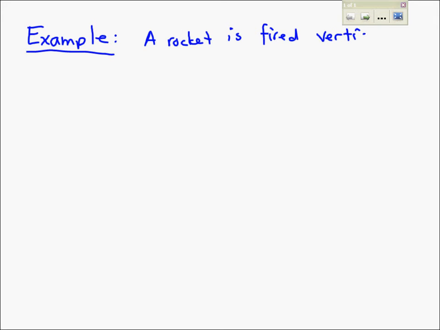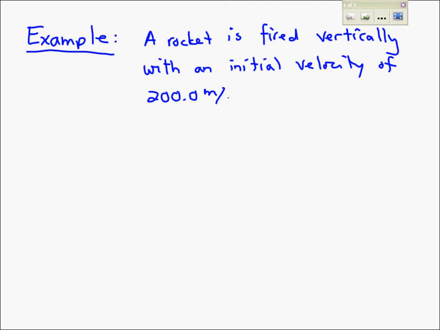Hi, I'd like to do another example problem for you to illustrate the use of the quadratic formula in physics. So here's our sample problem. A rocket is fired vertically with an initial velocity of 200 meters per second. We'll make that 4 sig figs. Our part A, determine the maximum height it can reach.